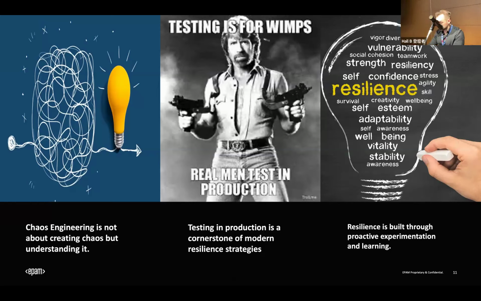And the third one, resilience. This is built through proactive experimentation and learning. So as I said, run these experiments, run these scenarios as often as you can, and focus on the information that you gather from these, because these are the metrics, this is the information that can help you to make your infra more secure and more resilient.